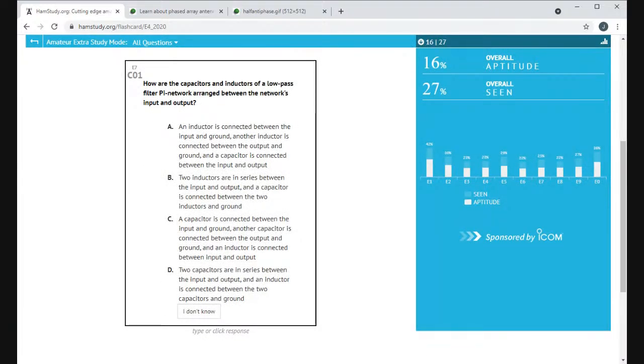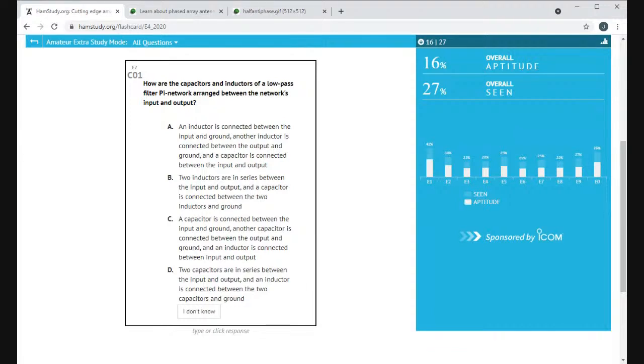How are capacitors and inductors of a low-pass filter pi network arranged between the network's input and output? A. An inductor is connected between the input and ground. Another inductor is connected between the output and ground, and the capacitor is connected between the input and output. B. Two inductors are in series between input and output, and a capacitor is connected between the two inductors and ground.